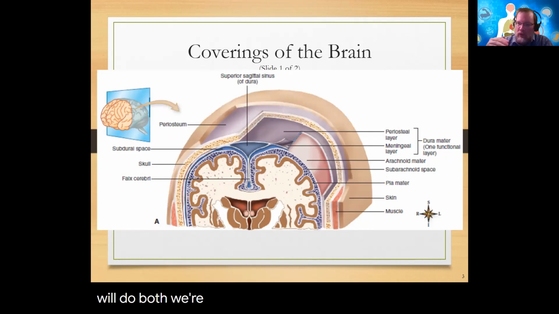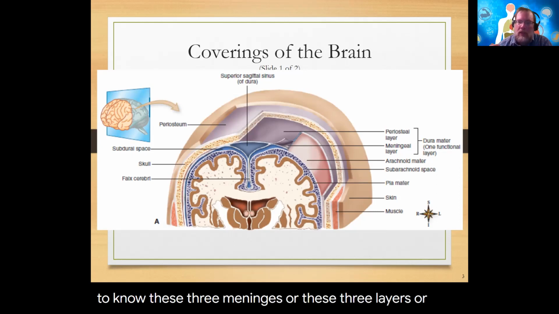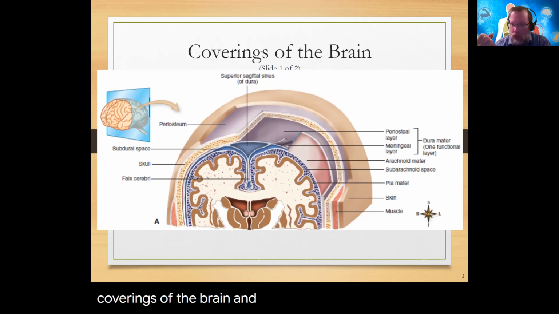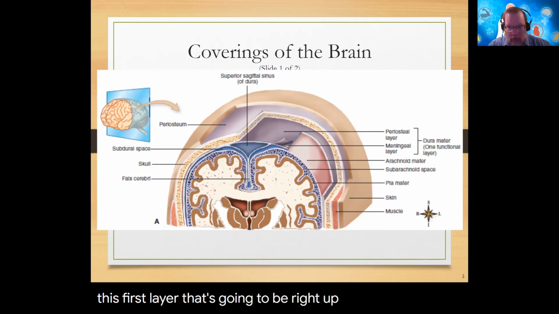We'll do both. We're going to go deep to superficial, and then we'll go back in just to review them. But you need to know these three meninges, or these three layers or coverings of the brain and spinal cord. All three end with mater, like an alma mater, right? Of a college where you went to college. Mater means mother in Latin. So this first layer that's right up against the brain tissue is called the pia, P-I-A, mater. Pia means soft. So this is a soft mother, a soft covering right up against the brain.